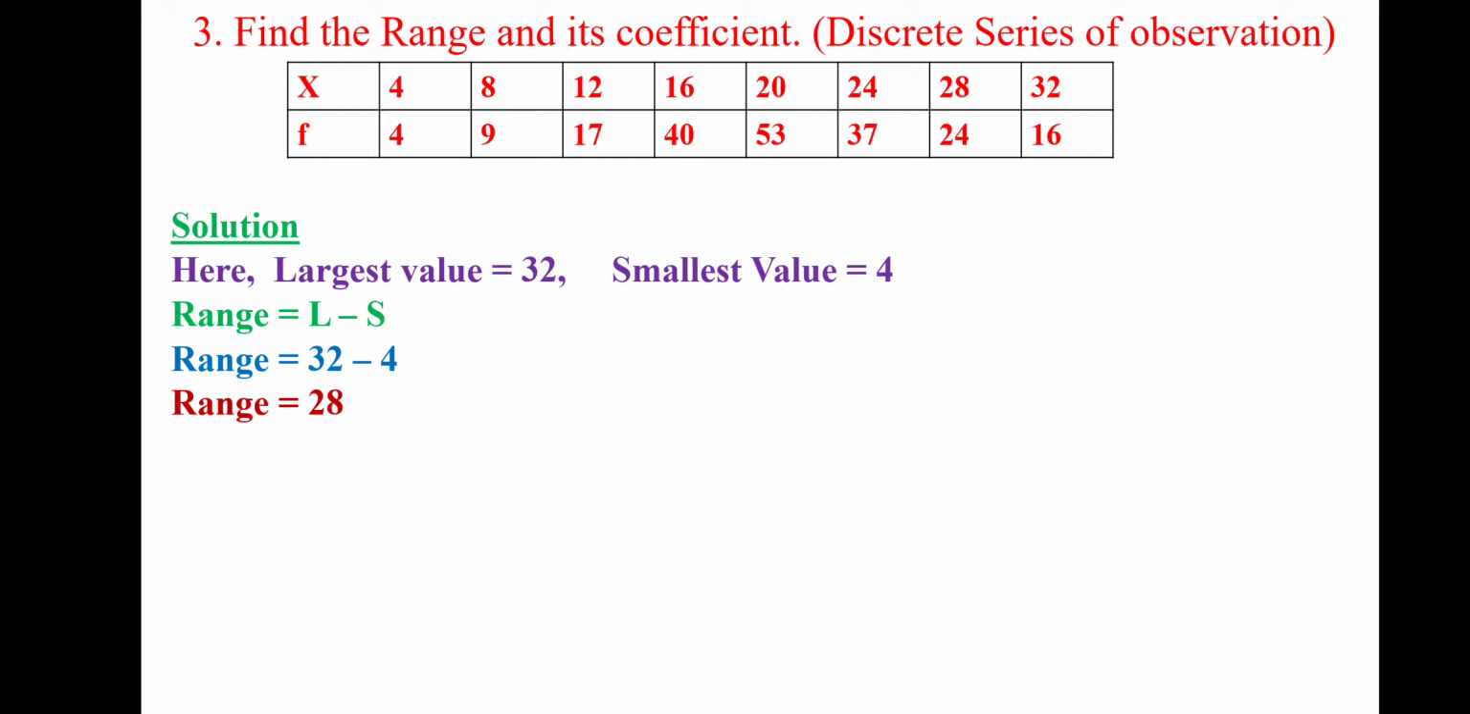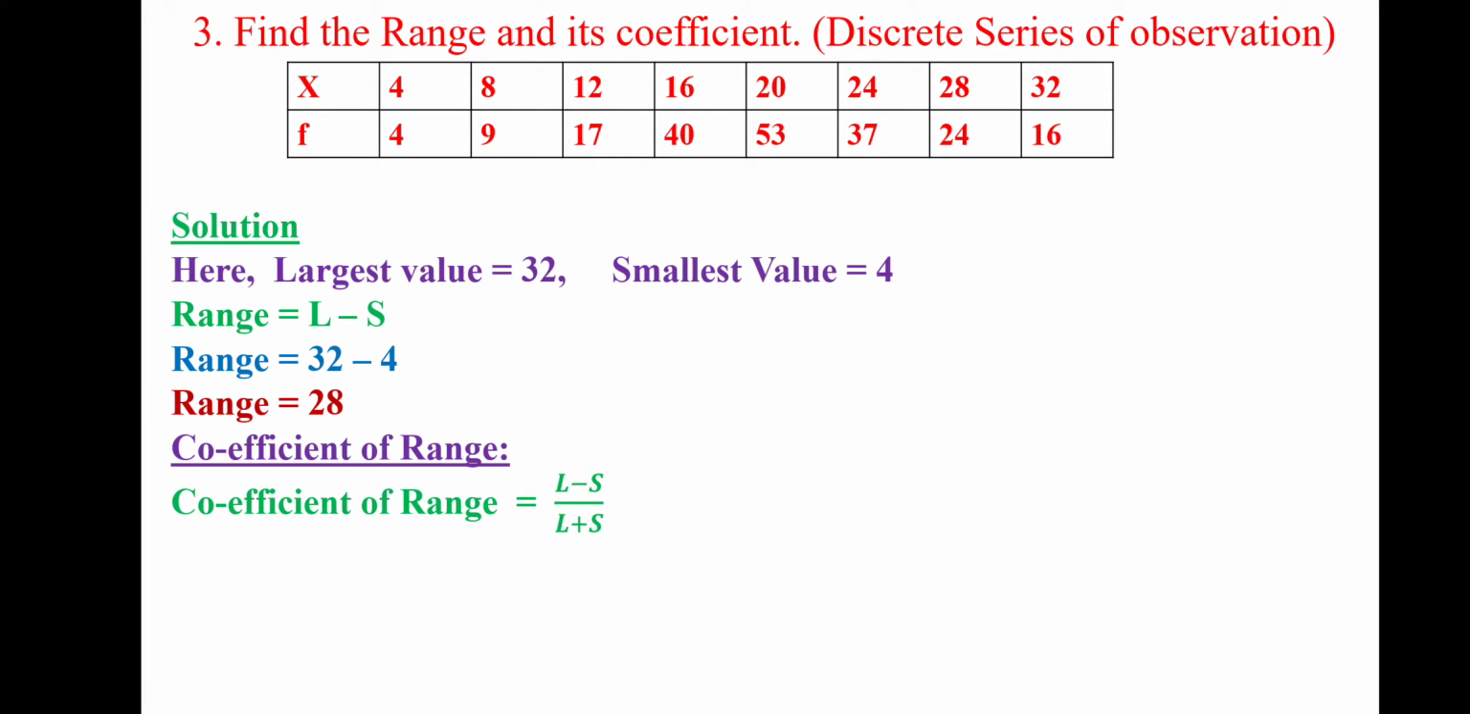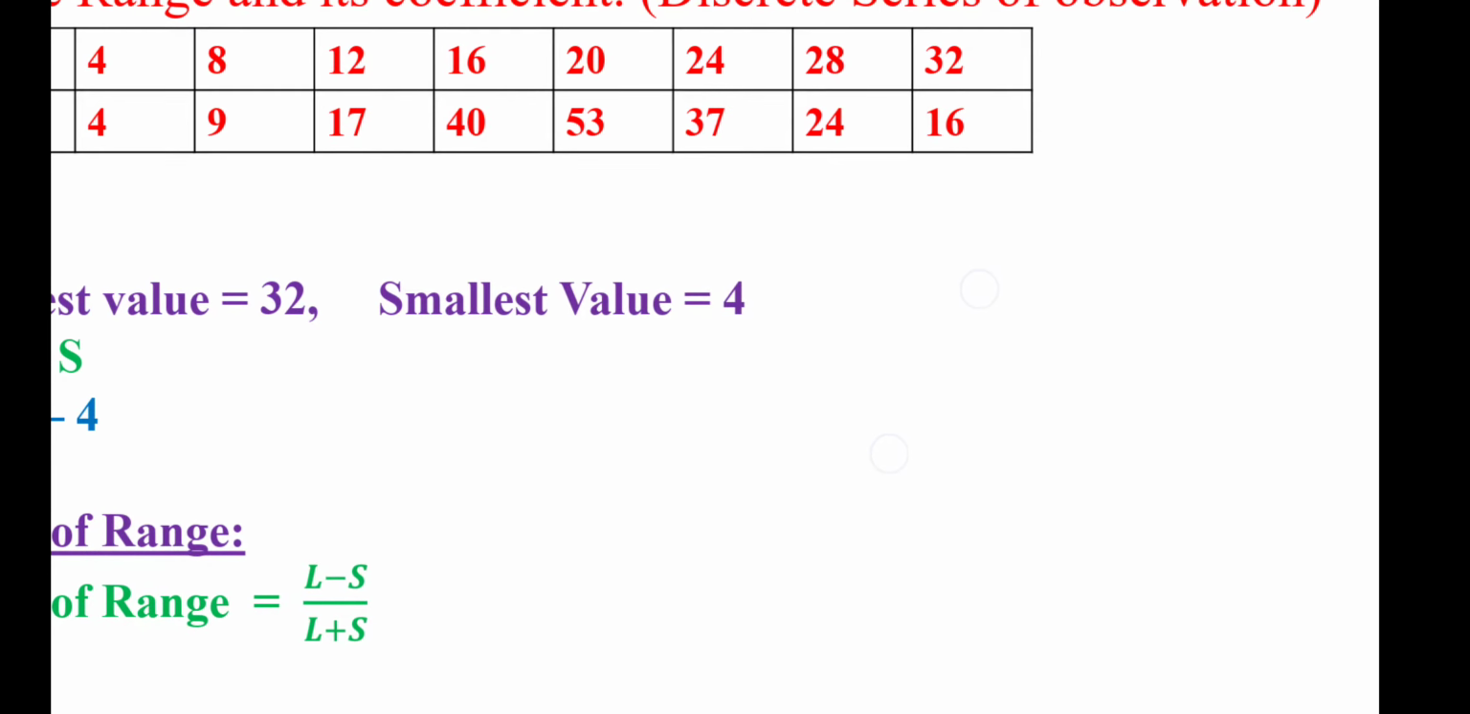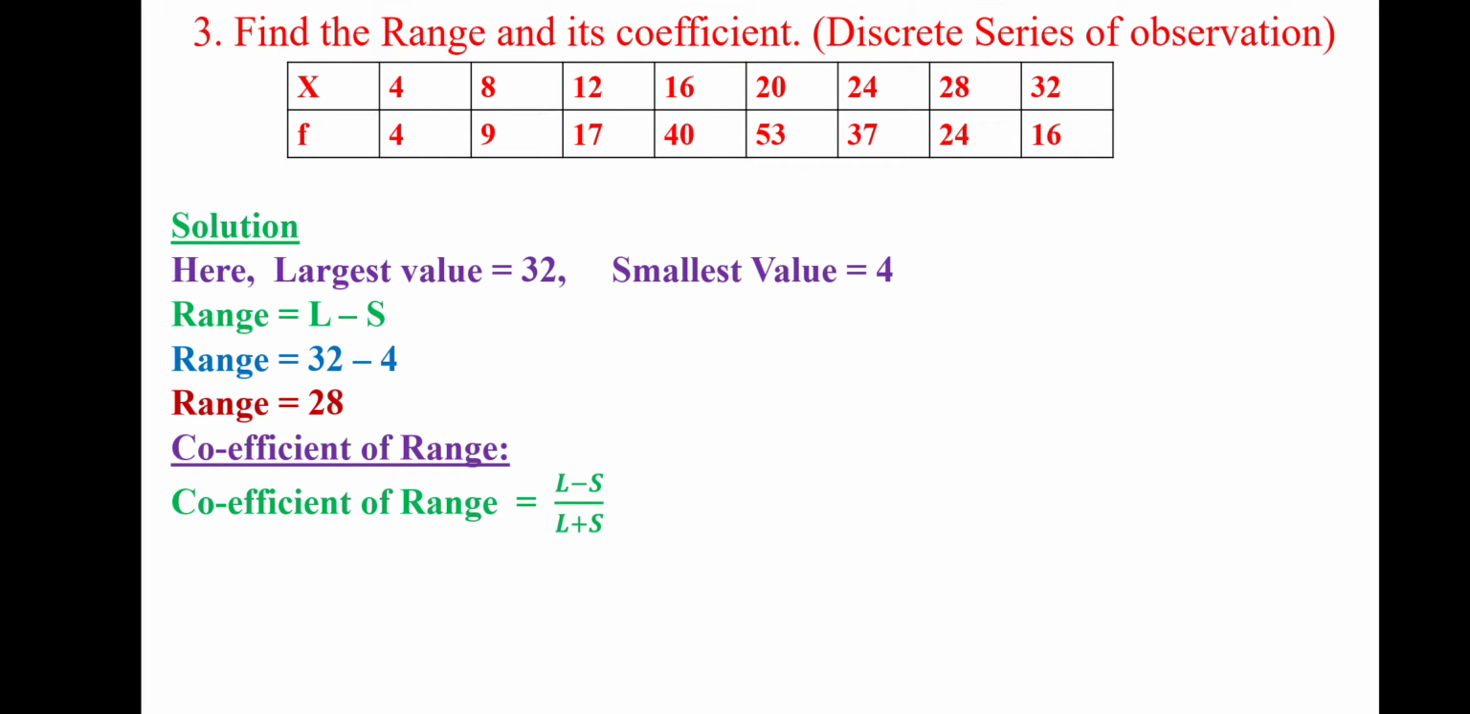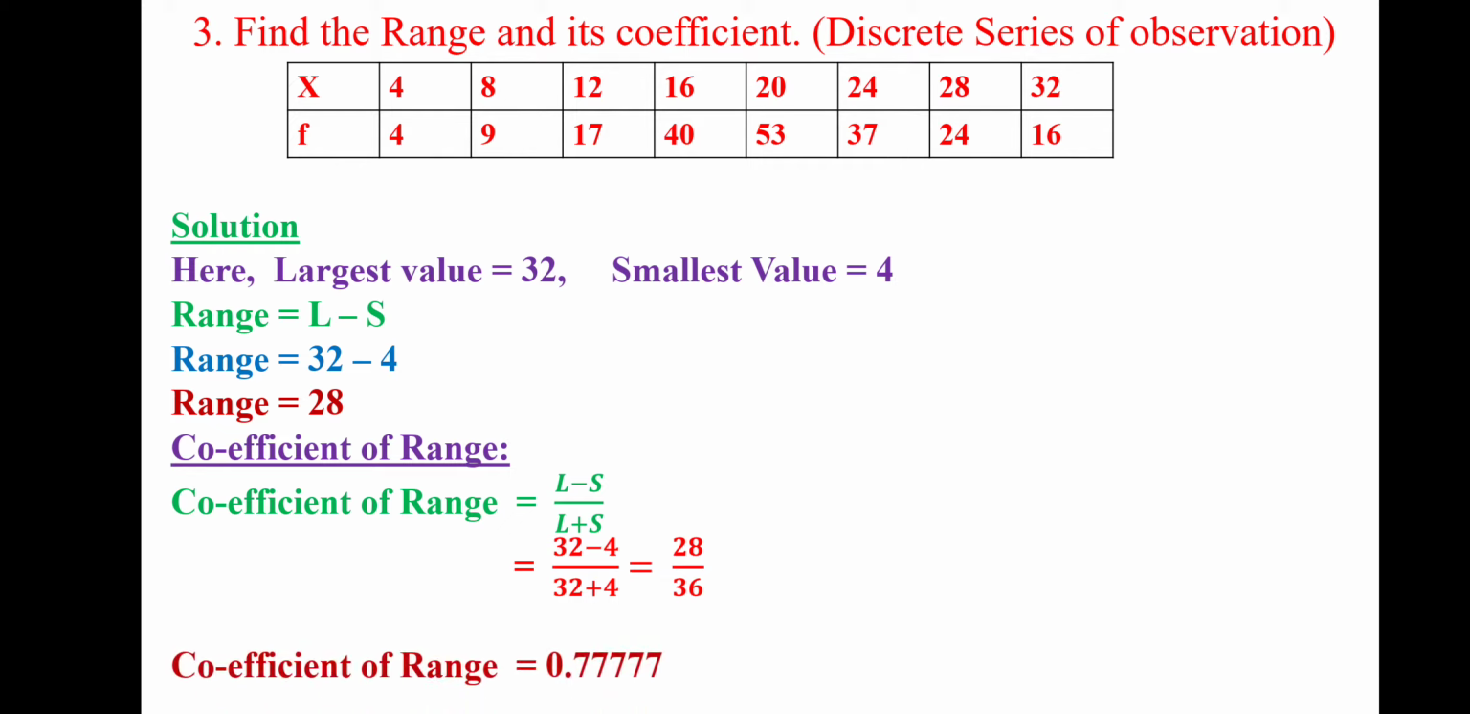Then we need to find the coefficient of range. The coefficient of range formula is L minus S divided by L plus S. Here the largest value is 32, smallest value is 4. So 32 minus 4 equals 28, 32 plus 4 equals 36. Simplifying 28 divided by 36, we get 0.777. So this is the coefficient of range. This is how to find range and coefficient of range for a discrete series.